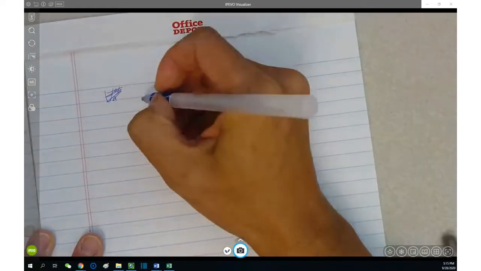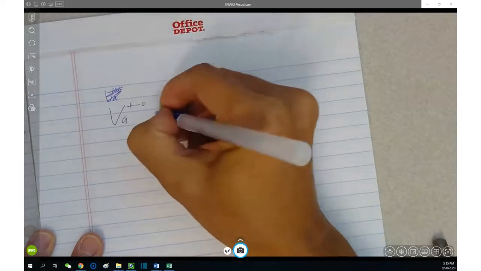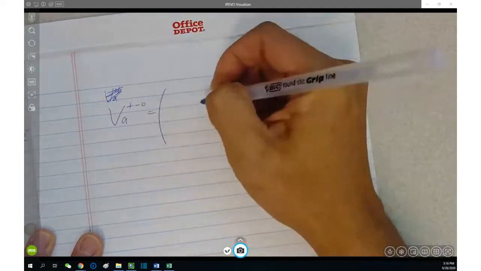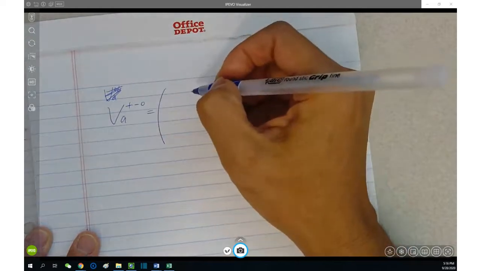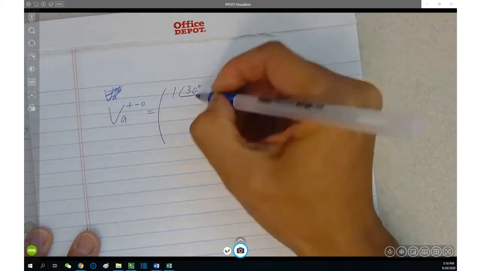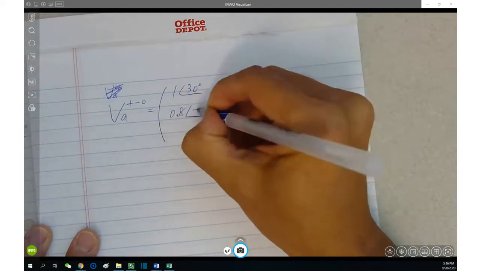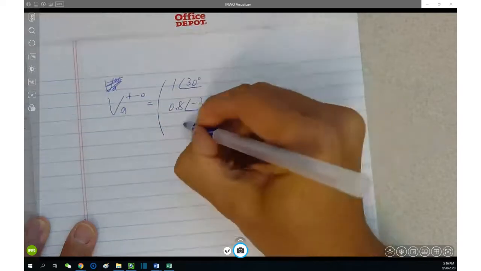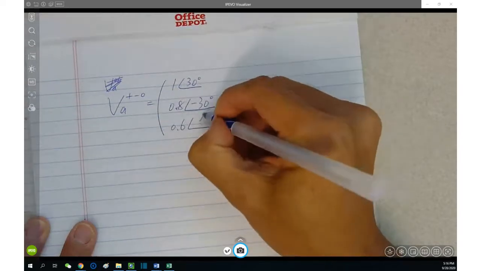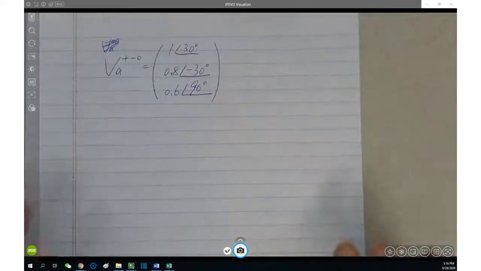Anyways, let me repeat this problem here. VA plus minus 0 is supposed to be 130 here, 0.8 at 90, 30 here, and 0.6 at 90 degrees here. Try this one.